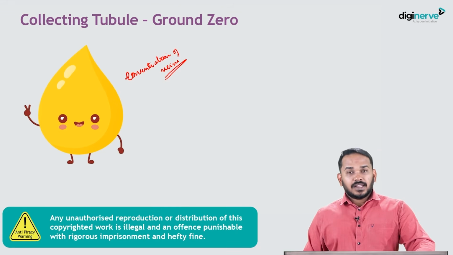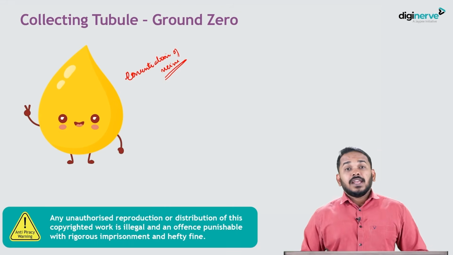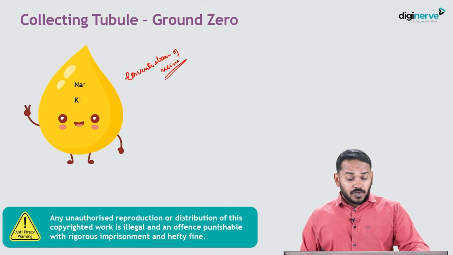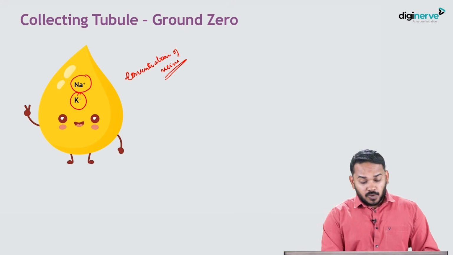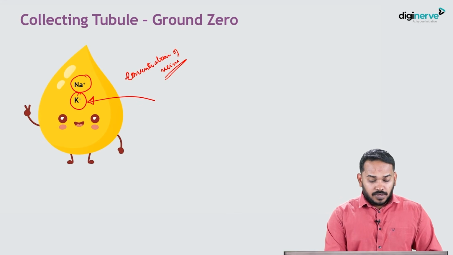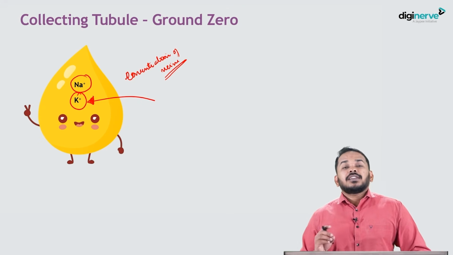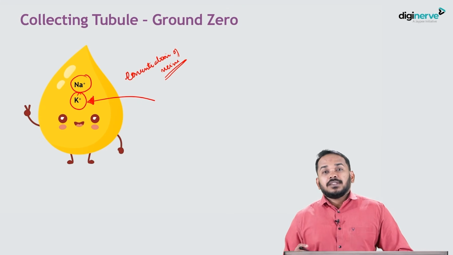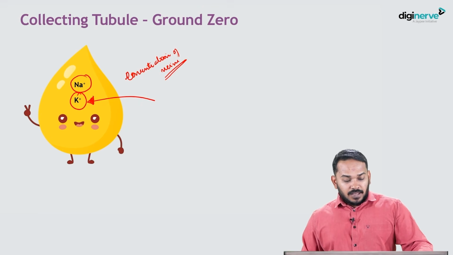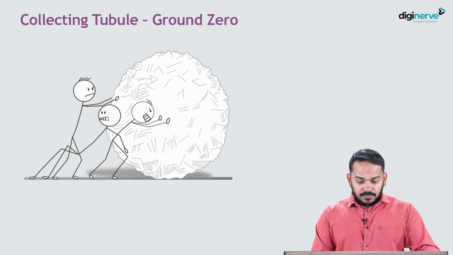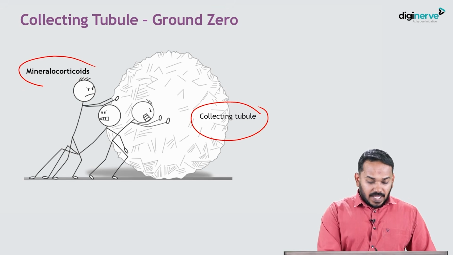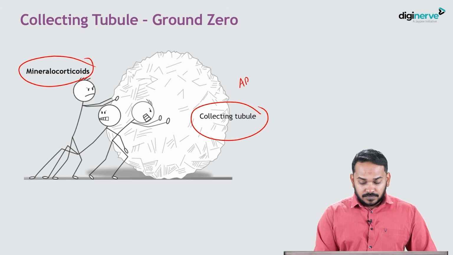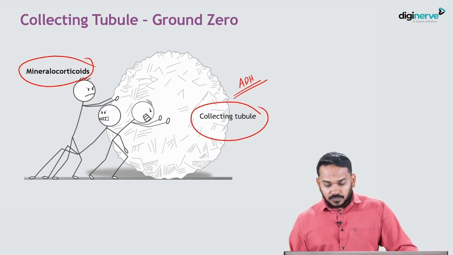It is an area which determines the amount of sodium and potassium in the urine. So it is an area where potassium is secreted into the urine. So collecting tubule determines the amount of potassium in our body. And the collecting tubule is a site where mineralocorticoids act and also ADH acts. Okay. So we will see what happens in the collecting tubule.